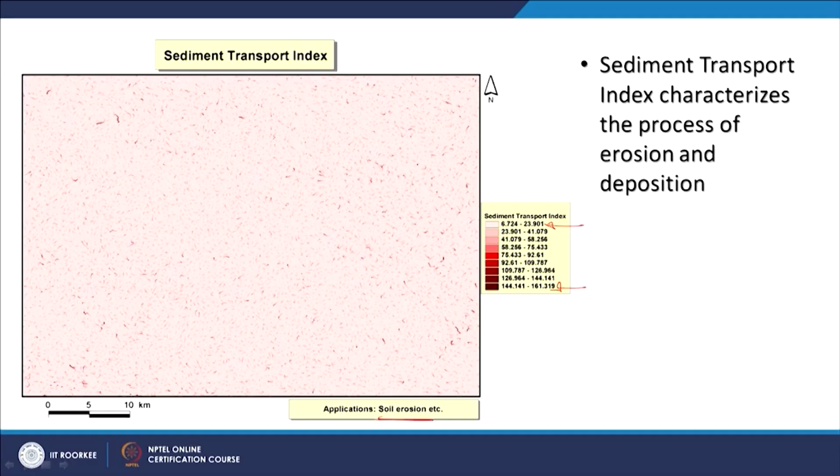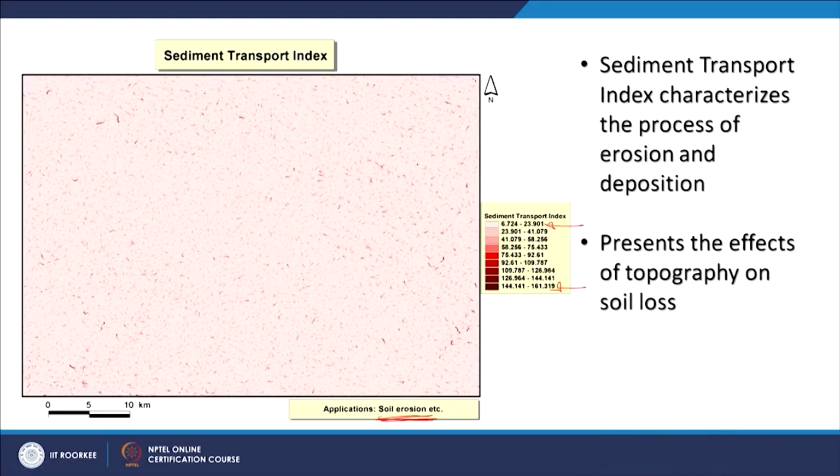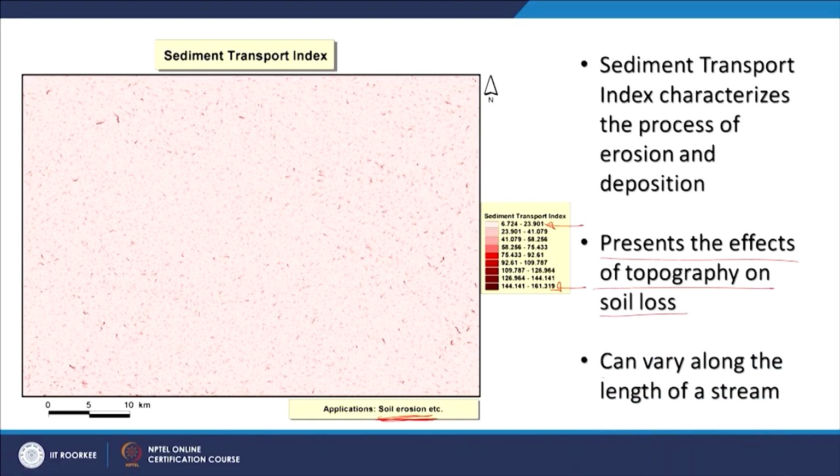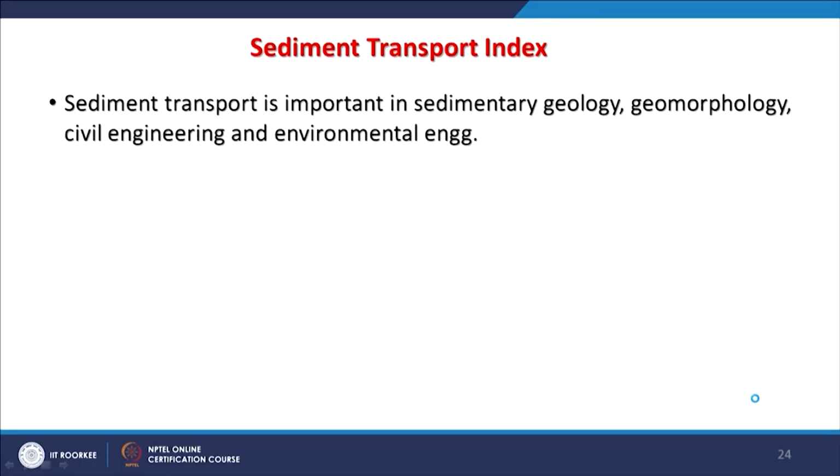And the application of this is mainly in the soil erosion studies. So, sediment transport index characterizes the process of erosion and deposition. Wherever you are seeing all these dark areas, basically they are indicating the depositional areas. It presents the effects of topography on the soil loss and can vary along the length of a stream, of course.